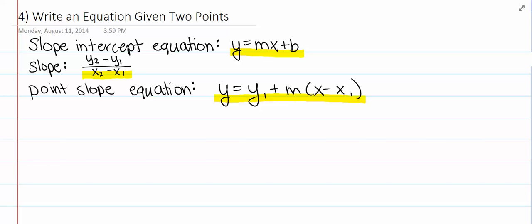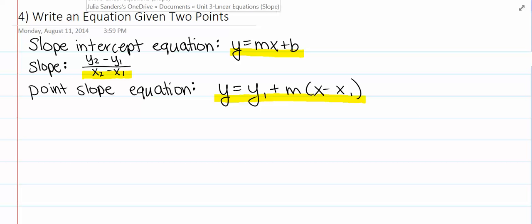All right, we're going to talk about writing an equation given 2 points. It's just like what we were doing before, except we need to first find our slope so that we can put it into our point-slope equation and then change it into our slope-intercept equation. If you don't know these 3 equations, I'd recommend writing them down before you start this video.